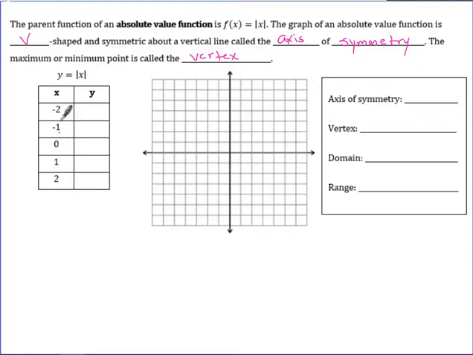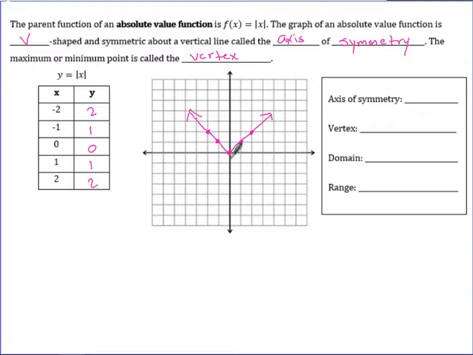Okay, so here we have the regular parent function, the absolute value of x. If I plug these numbers in, the absolute value of -2 is 2, 1, 0, 1, 2. And if I graph those points, it's going to give me that V-shaped graph. Alright, and then of course this goes forever in both directions.